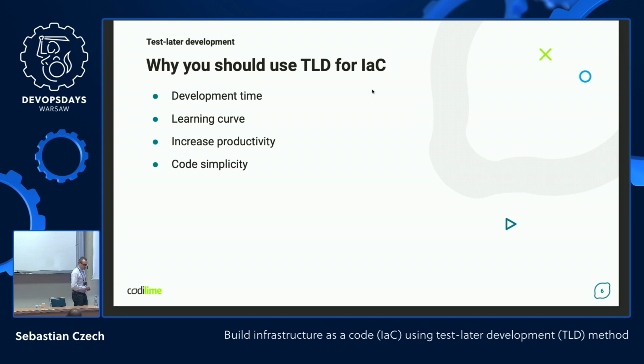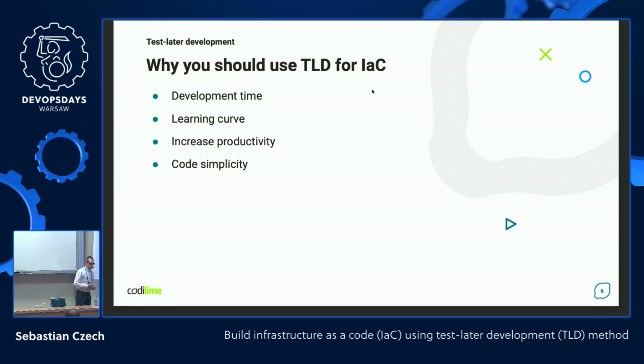Second reason, learning curve. Let's say in the DevOps world, we have a lot of people with a dev background, but also we have a lot of people with an ops background. And not for everybody is it easy to learn the TDD approach and write valuable tests which are failing at the beginning. This is not an easy task.